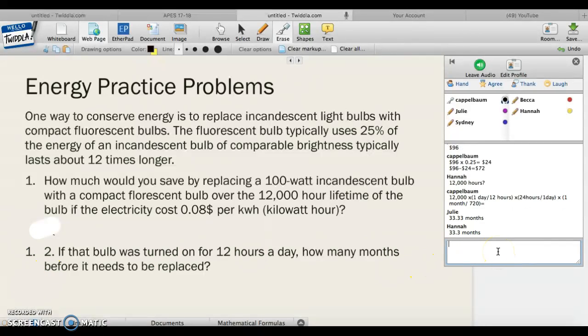Perfect. So it would last just over 33 months. Perfect. Any questions before we move on?